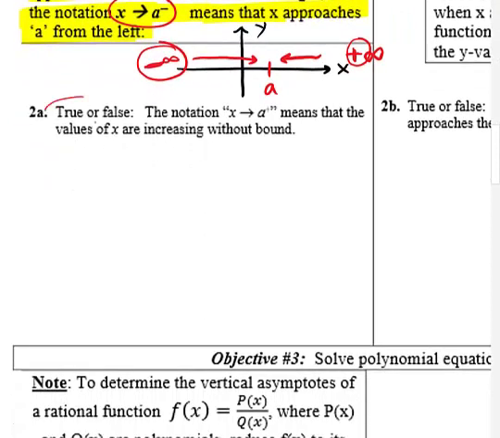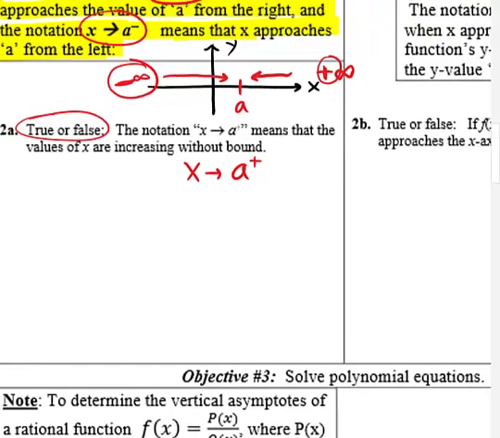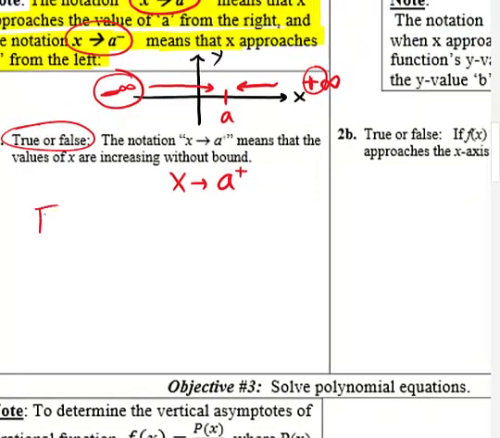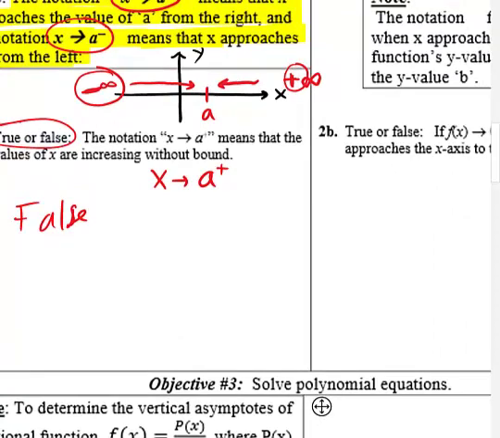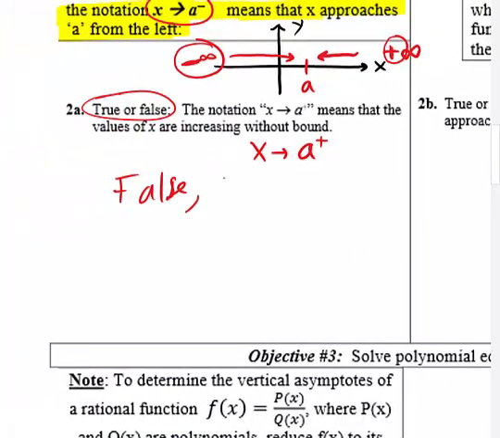So, okay, what does this say? True or false? They just want to make sure we understand this notation. The notation x approaches a, if you can't see that, that's supposed to be a little plus. It means that the values of x are increasing without bound. That would be false. When they say the values of x are increasing without bound, that means x is getting larger and larger and larger. x going to a plus does not mean that.